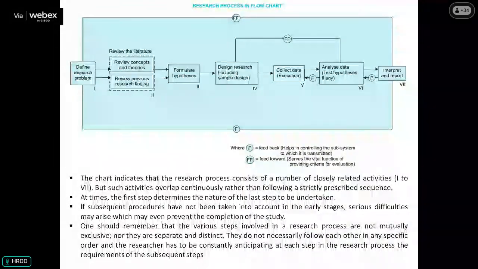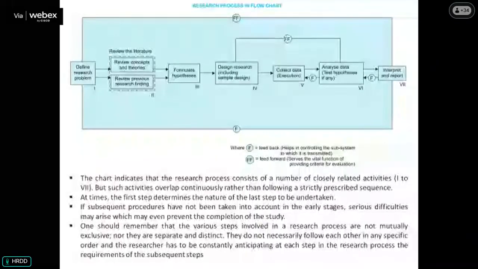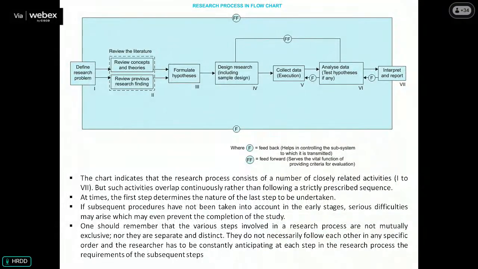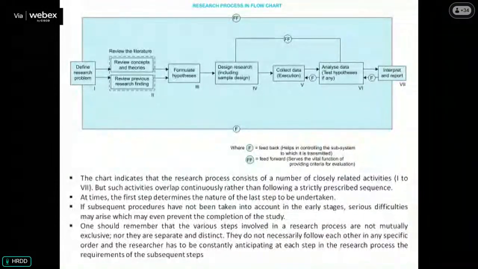If subsequent procedures have not been taken into account in the early stages, serious difficulties may arise which may even prevent the completion of the study. So why am I telling this? Generally one of you will not land up in this, but suppose somebody who is inexperienced selects a catalyst without prior knowledge, without a proper literature review. It may not be active for the reaction. Why? Because what we do is heterogeneous catalysis. Heterogeneous catalyst means there is a surface and there are active sites. So that catalyst might lack the active sites and may not be active for that reaction. This I'm talking about chemistry.